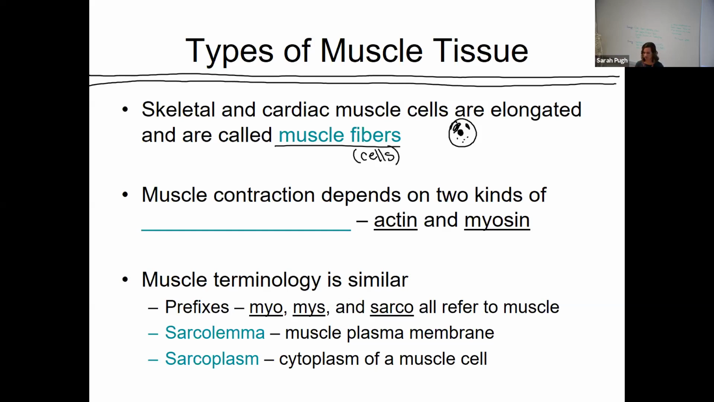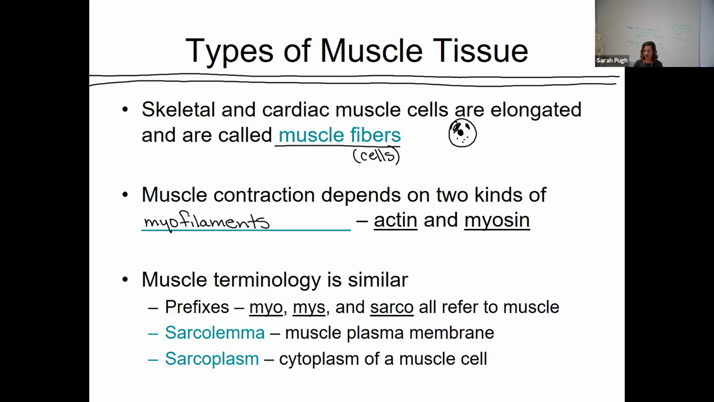Muscle fibers. Now, in terms of a muscle cell, we know that our muscle cells are muscle fibers. They contract, and the contraction depends on something called myofilaments. So in order for that muscle fiber, or that cell, to get shorter, you've got to have little myofilaments inside called actin and myosin.